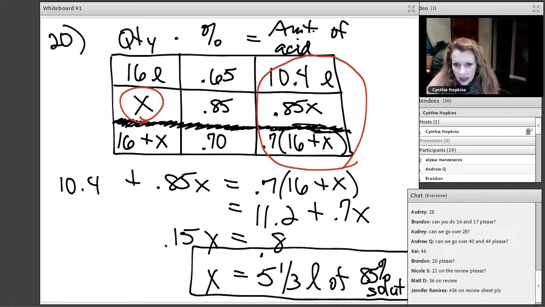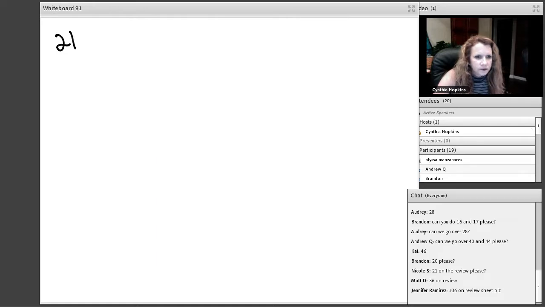All right. Let's see. The other word problem is 21. And it is an investment problem. Okay. So it says part of 14,000 is to be invested at 9% and the remainder at 12%.